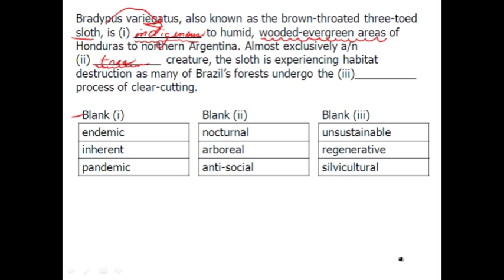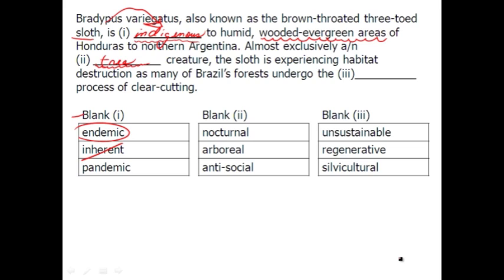Okay, so indigenous. Does endemic mean indigenous? So endemic does mean indigenous. It means living in or found in a certain area. Inherent talks more about qualities or something abstract that's a part of us. So you wouldn't say an animal is inherent to a certain area.